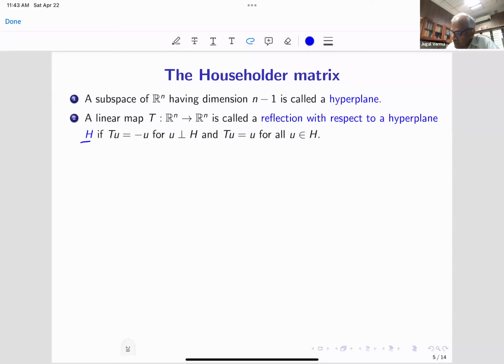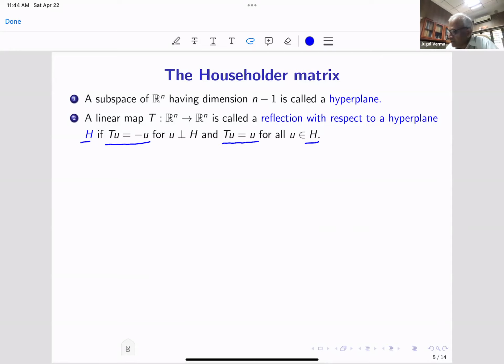A linear map T from R^n to R^n is called a reflection with respect to a hyperplane H if the action of T on a vector u which is perpendicular to H is that Tu is minus u. And if you apply this transformation on vectors inside this hyperplane, then it is identity. So vectors inside the hyperplane are mapped to themselves, and a vector which is perpendicular to the hyperplane is mapped to minus u. And this is what happens when we reflect vectors with respect to a plane in R^3.